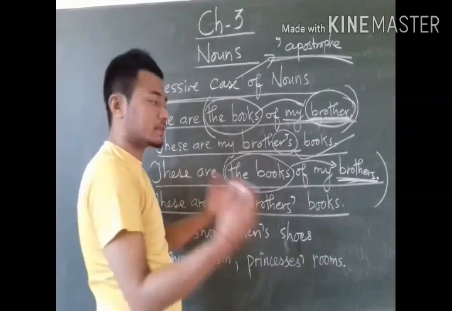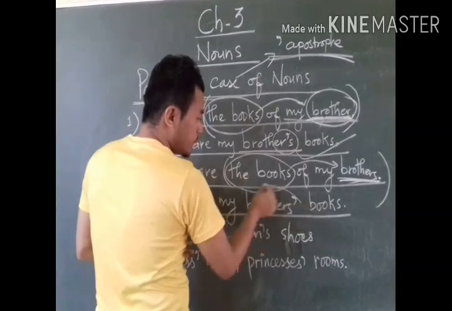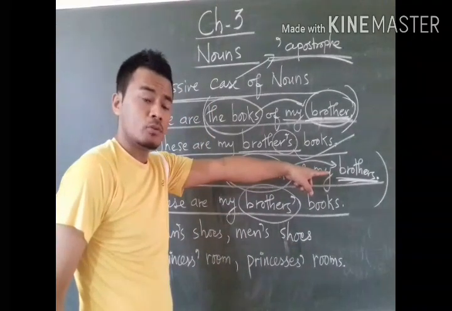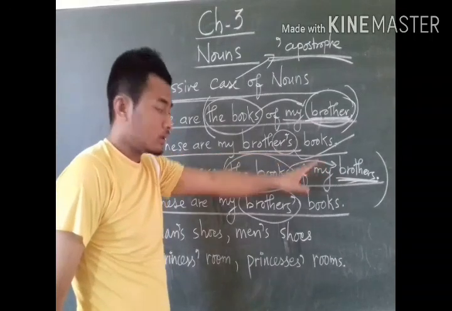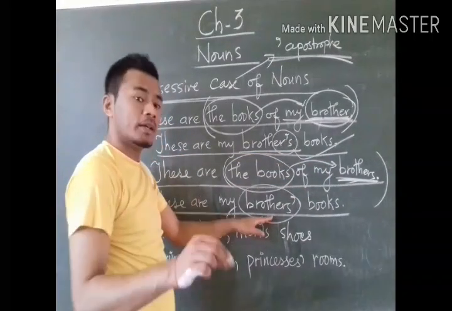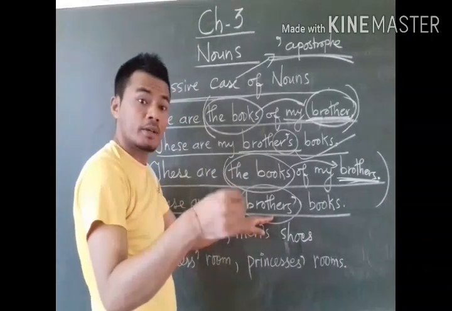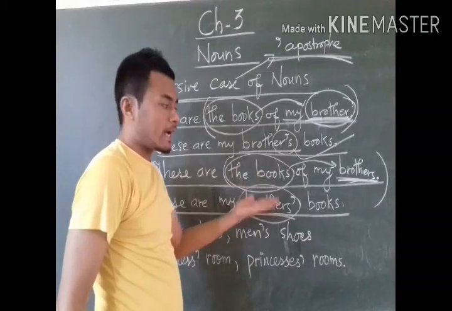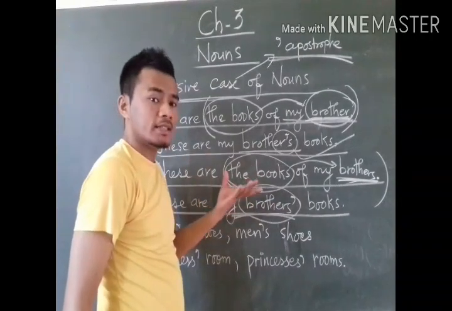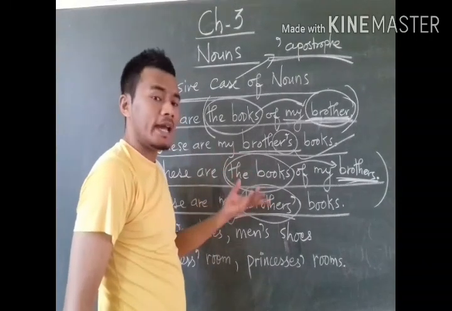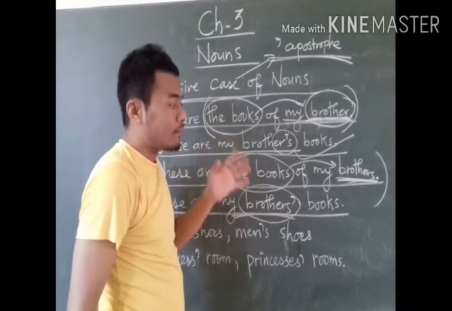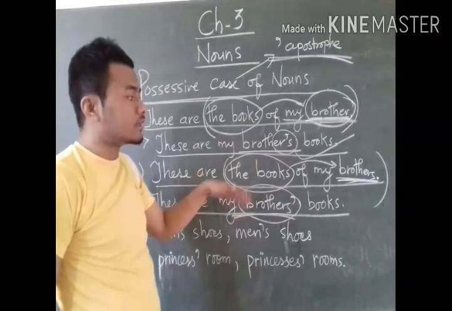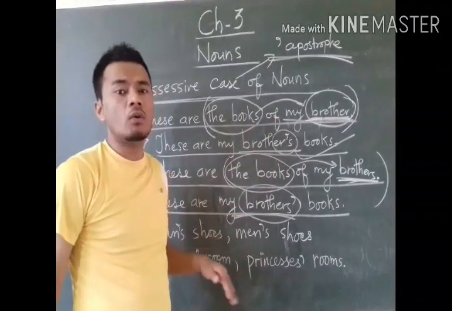So when I show the possessive case of the noun brother here, it will become: these are my brothers' books. The noun of which I am showing the possession here is plural. So with plural we have to write brothers apostrophe. It is pronounced the same, but the way we write is different because we have to see whether the nouns are singular or plural.